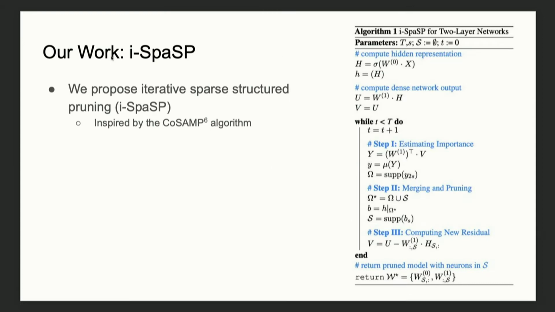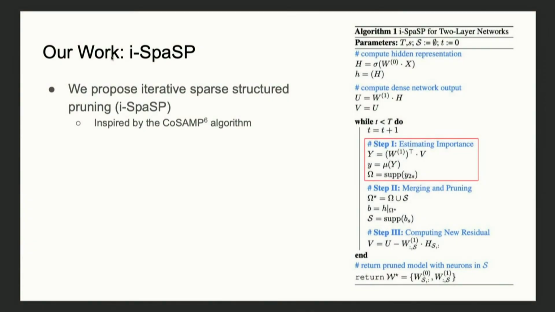It stands for Iterative Sparse Structured Pruning, and it's inspired by the CoSaMP algorithm, which is an algorithm for sparse signal recovery. The basic idea behind i-SpaSP is that for performing structured pruning, we look at neurons or maybe filters within a CNN. The first step of i-SpaSP is we look at all of these filters or neurons that we have and associate some importance metric with them. In this case, the importance characterizes how much adding this filter or neuron into the sparse network will impact the disparity to the actual big network. So we want to find the neurons that, if we put them into the network, make the output similar to the original dense network.